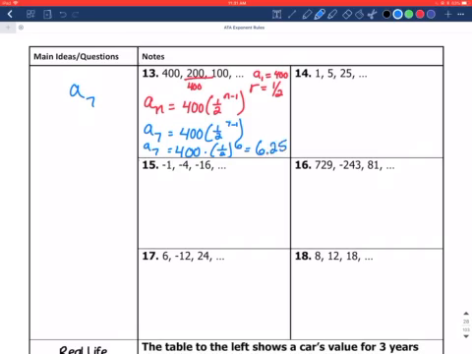6.25. And now you can use some common sense here. If you get some crazy big number and then look back at your sequence, these numbers are decreasing, right? So if you look at 6.25 and you're like, wow, that's really small.